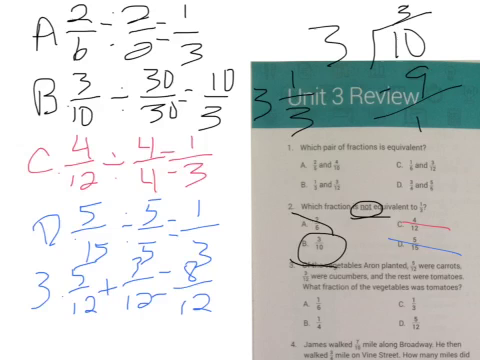So how are we going to know what the tomatoes are? What we're going to have to do is simply subtract 12 minus 8. So say 12 minus 8, and that's going to give us 4. So we're going to say 4/12.